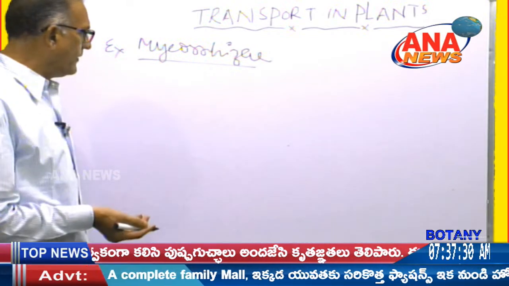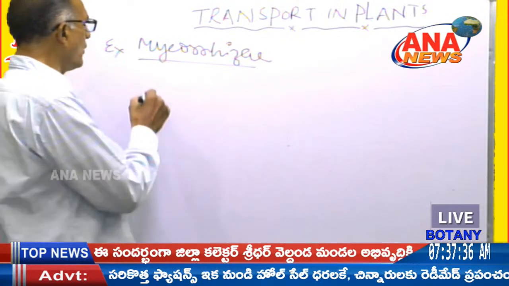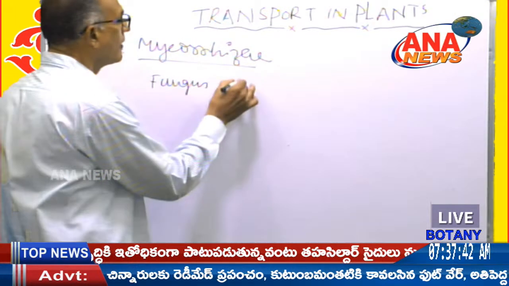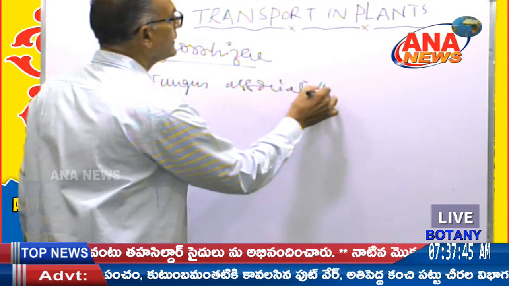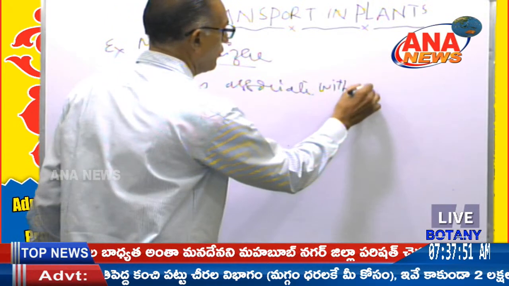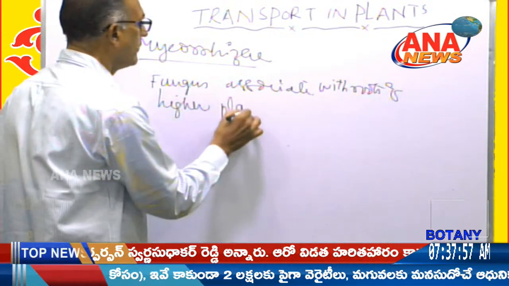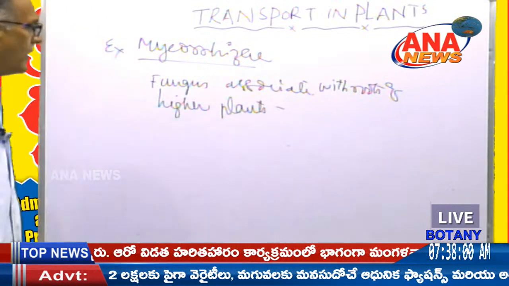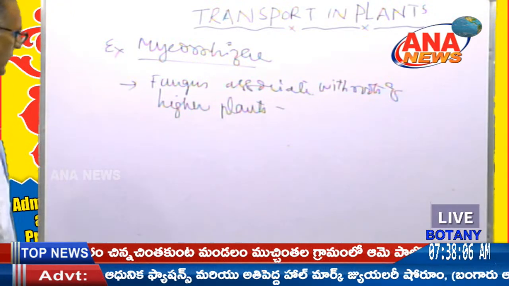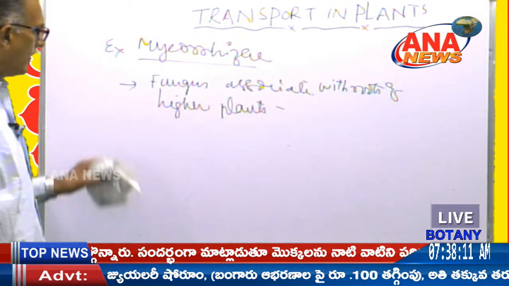The fungus associated with the roots of higher plants is called mycorrhiza. What is mycorrhiza? The fungus associated with the roots of higher plants is called mycorrhizae. It is important for short answer.